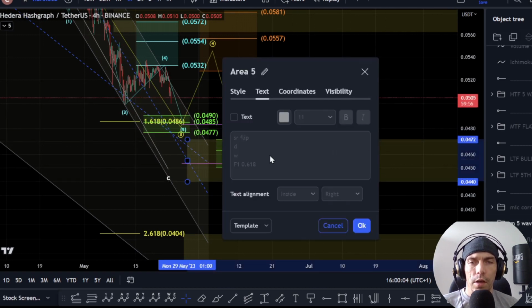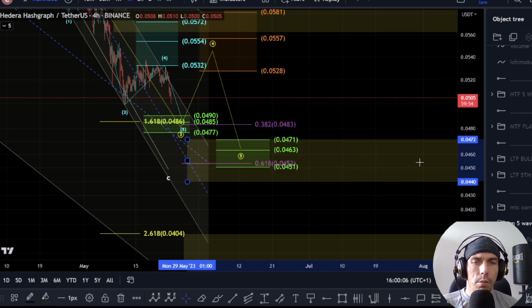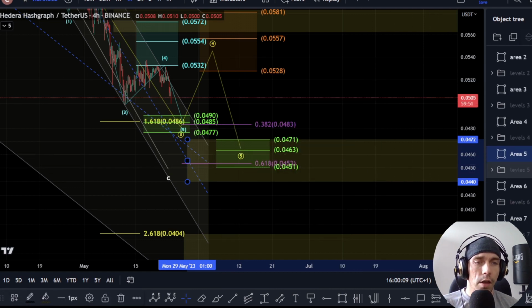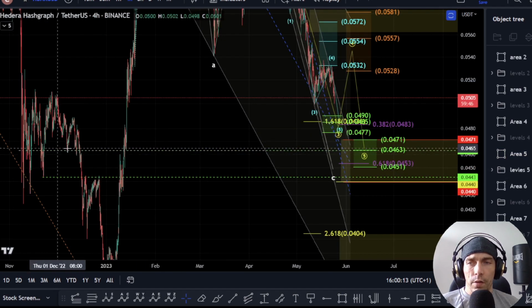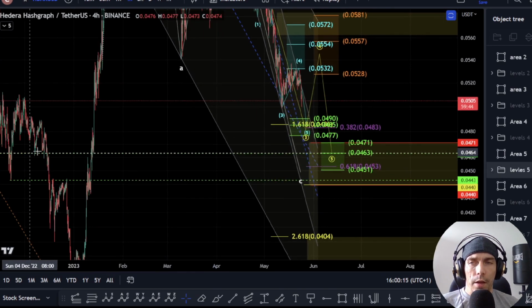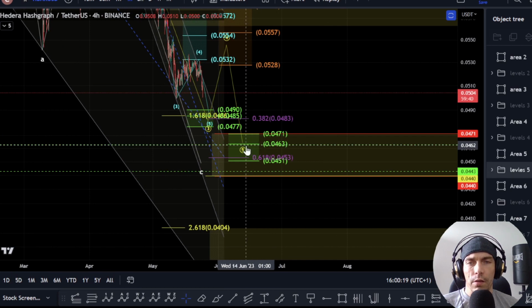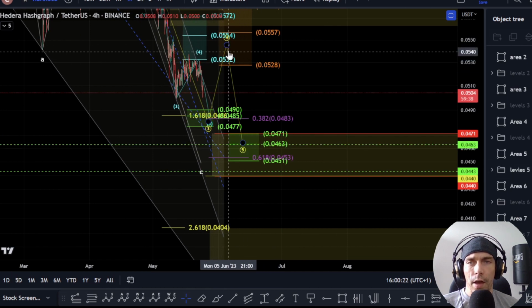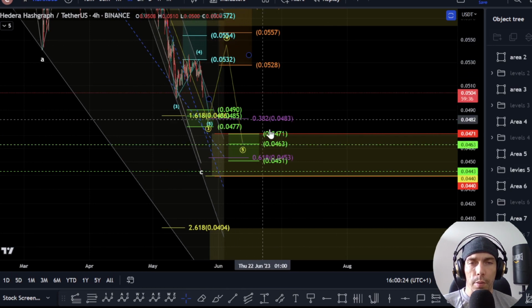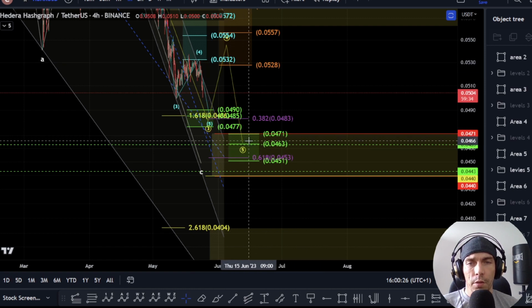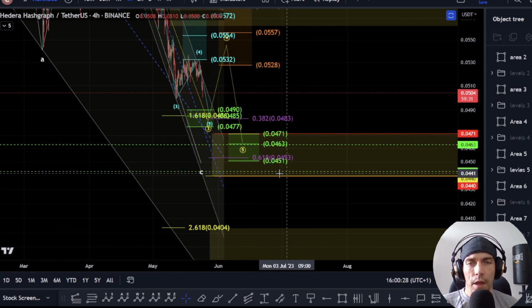Now, within this area here, I do have a couple of levels, so we're just going to come in here and check this out. What I'm keeping an eye on is this lower support line that we had with this consolidation over here. That ties in with coming right into that 1.382 if we do actually have this 4th wave exactly where I've placed it here.